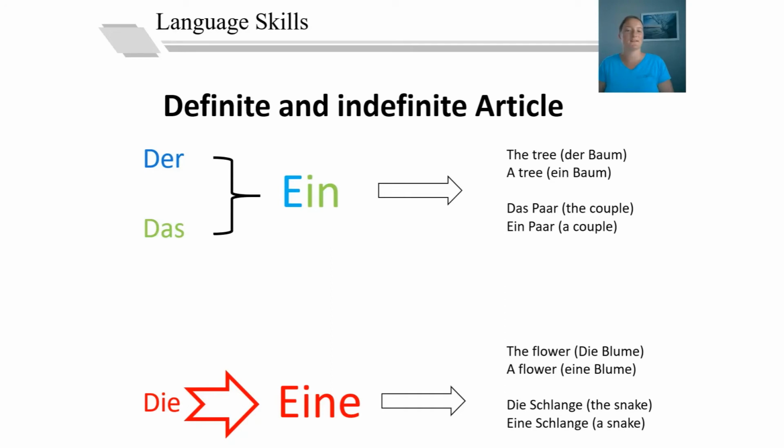An example for that is the flower, die Blume, a flower, eine Blume. Or die Schlange, the snake, eine Schlange, a snake. The difference between the indefinite articles ein and eine is that ein goes with the definite articles der and das, and eine is for its very own definite article, die.